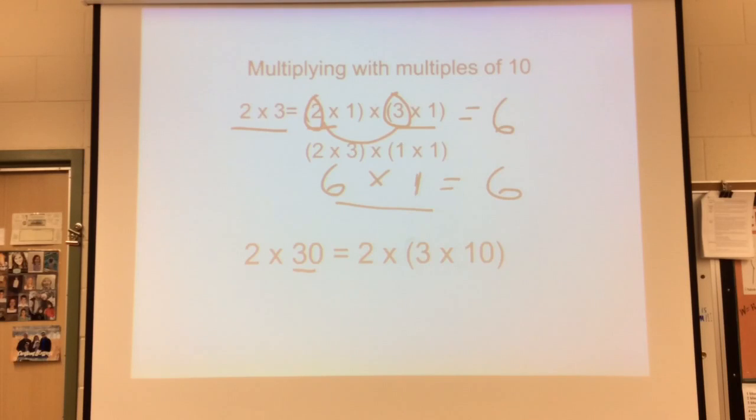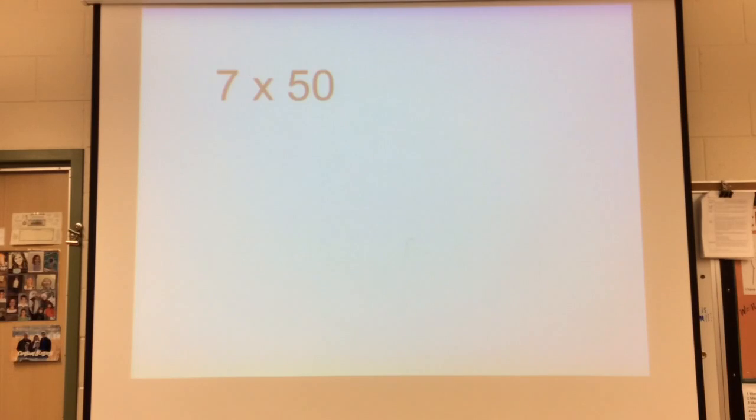Now instead of doing 3 times 10 first, couldn't I do the 2 times 3 first? I mean, commutative property says I can do whatever way I want. So I can just change this into 6 times 10, which is a little easier, right? So that's 60.